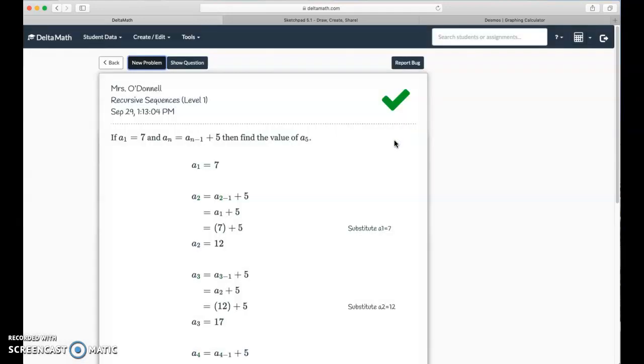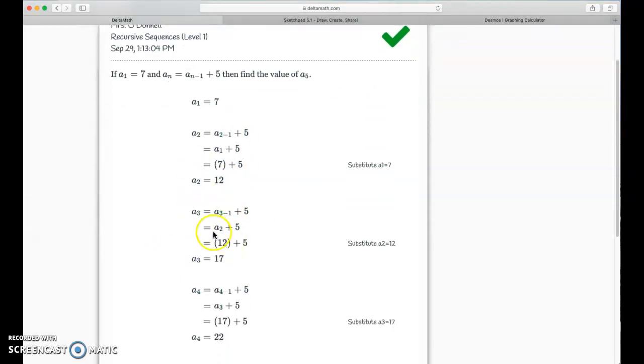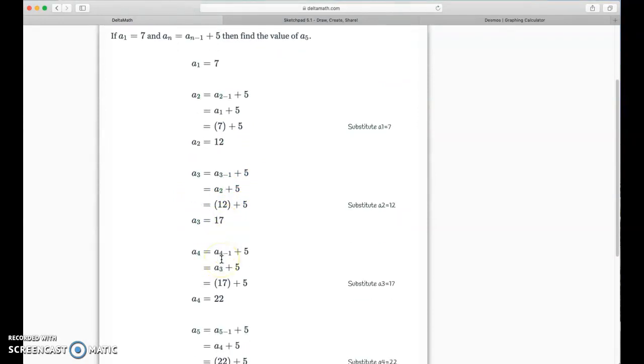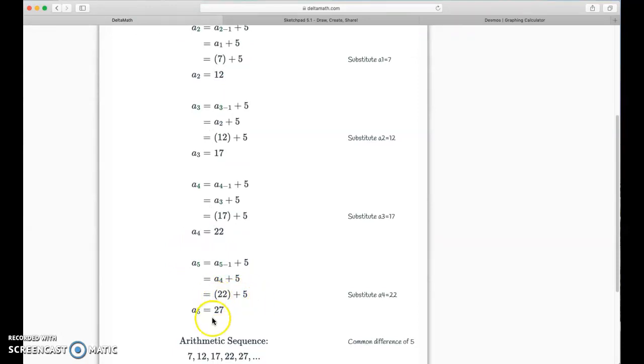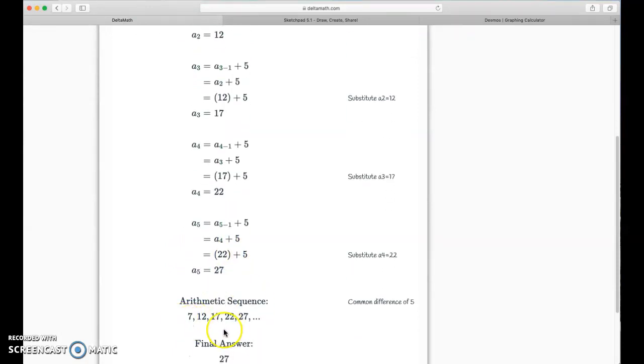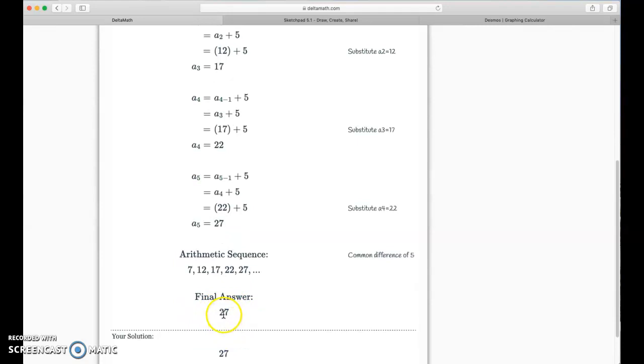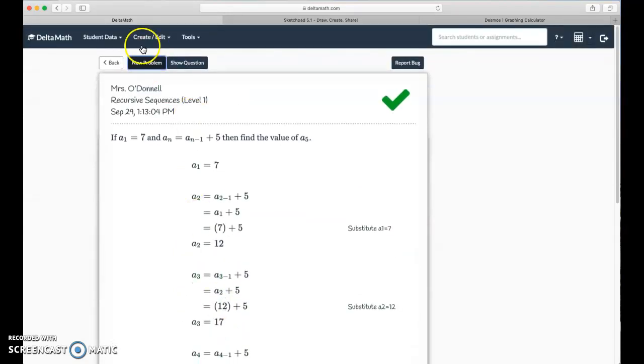Now, they really walk you through the process here, right? A sub 2 is your second term, right? Then you're adding 5 to that to get your third term, adding 5 to that to get your fourth term, adding 5 to that to get your fifth term. Okay, so our final answer, our fifth term, is 27.